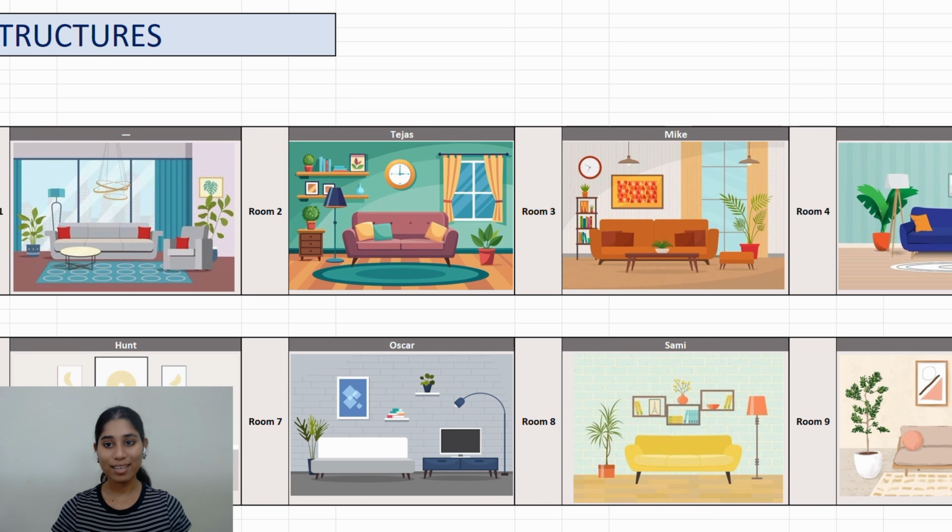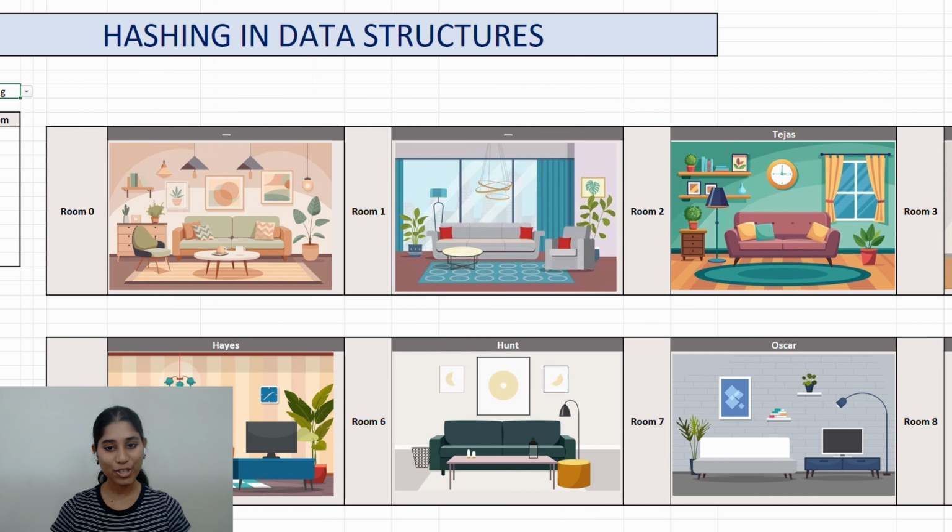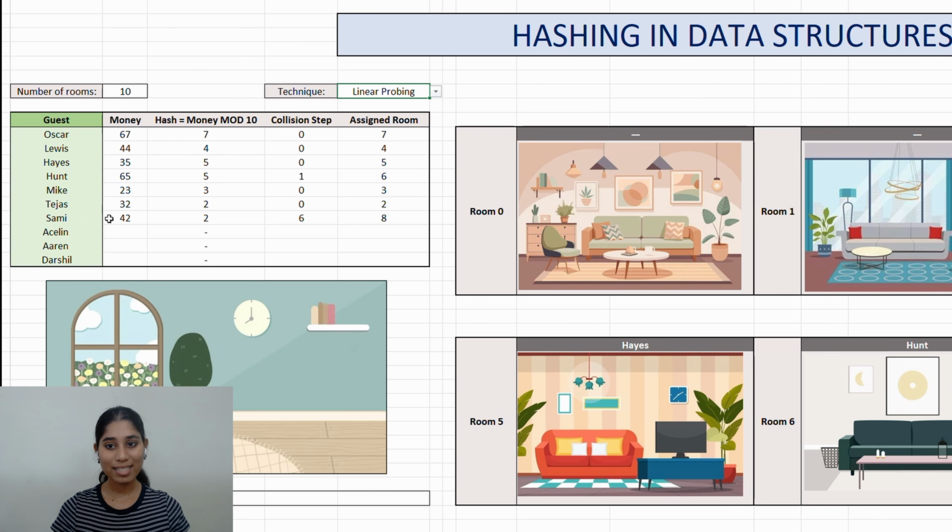As you can see, compared to the chaining method, now Tejas and Sami have been allocated separate rooms. How did this happen? Let me show you how this works. So in my case, I have 77,000 and the hash value returned is 7 from 77 mod 10. We can see that room 7 is already occupied by Oscar, so for this case of collision, we apply linear probing. That is how Sami got assigned room 8.